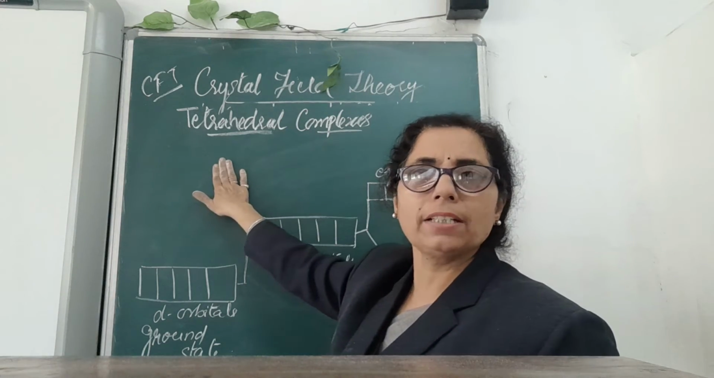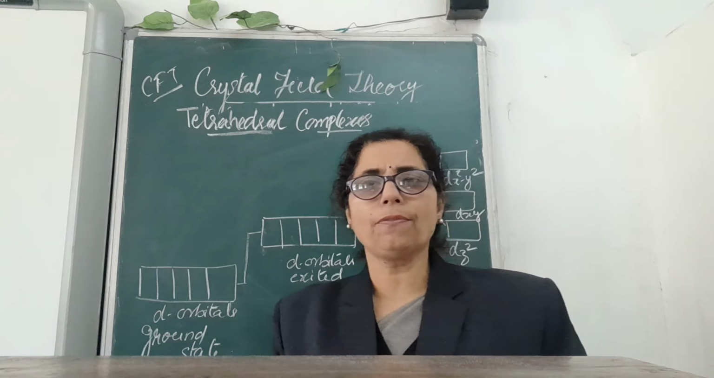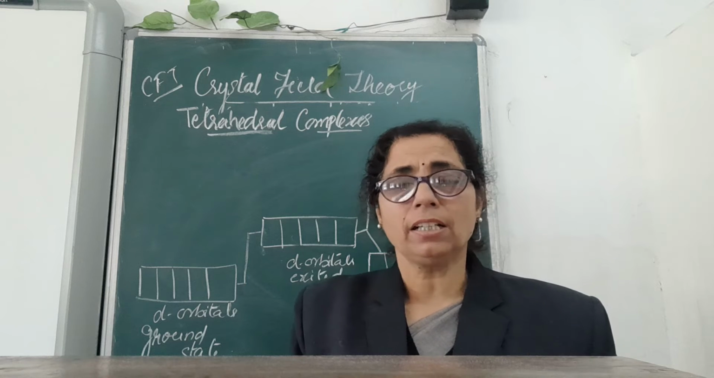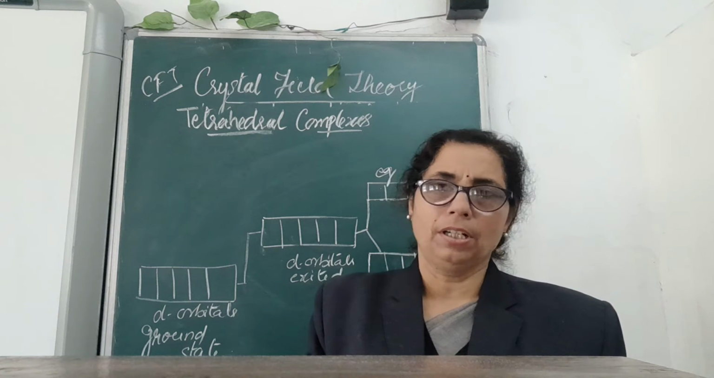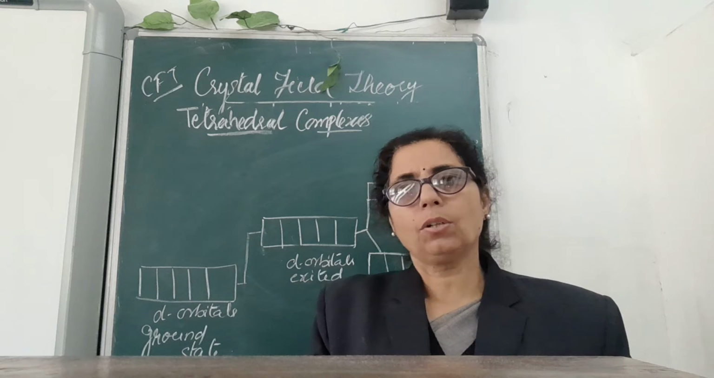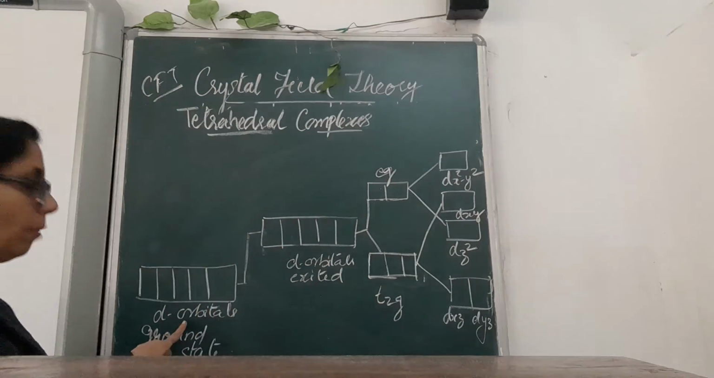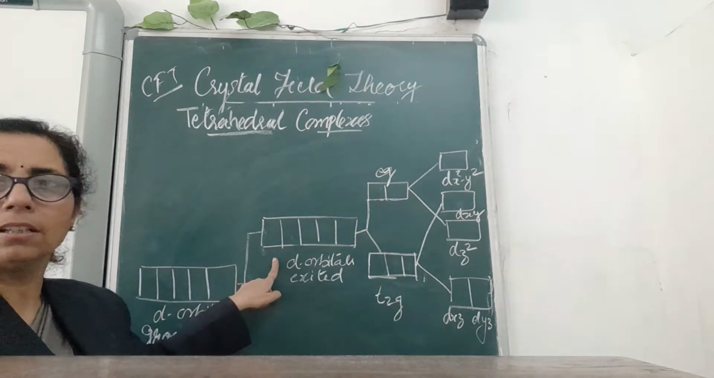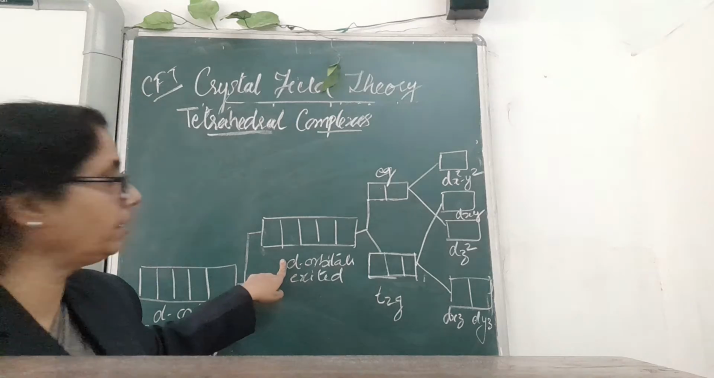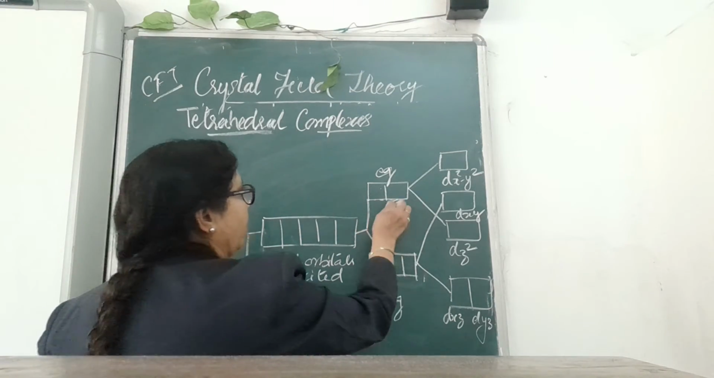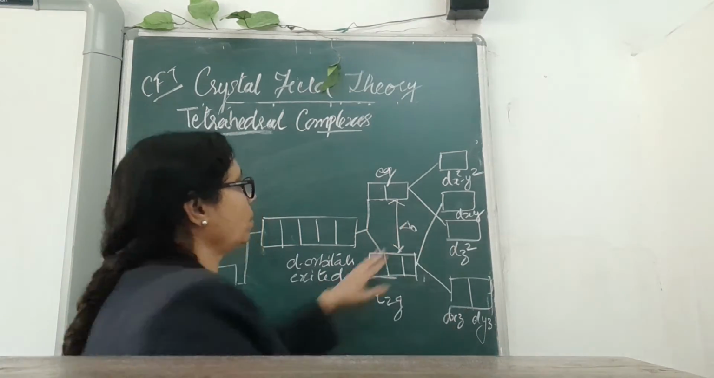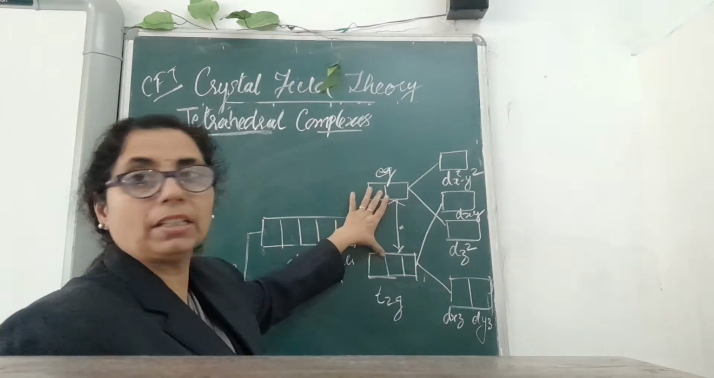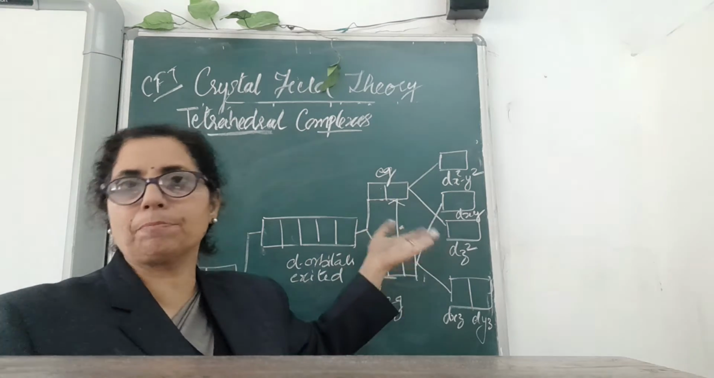In tetrahedral complexes, how does the splitting of orbitals take place? Here the splitting of orbitals takes place in a different manner and the electrons fill up according to the energy levels. Here you can see this is the d orbital in its ground state. When this d orbital gets energy, it goes to the excited state, and there it splits with a difference of delta naught in octahedral complexes. But in the tetrahedral complex, these two sets, T2g and Eg, split again.